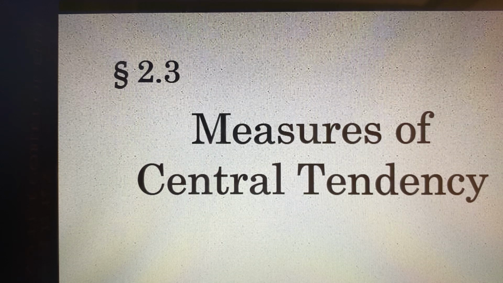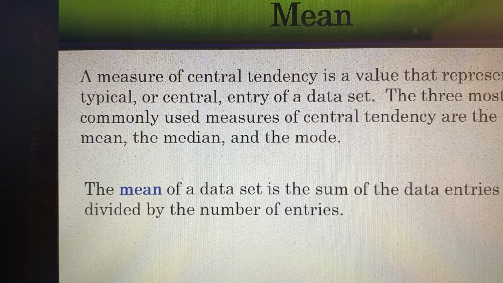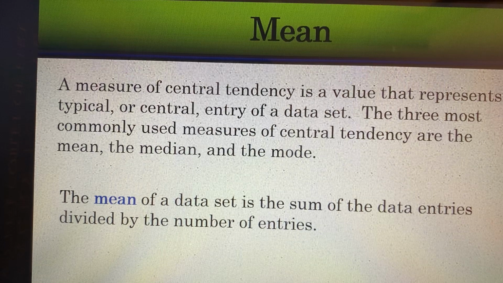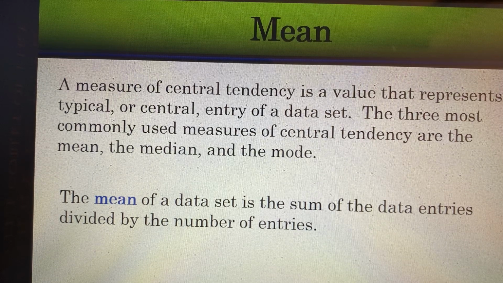So 2.3, measures of central tendency. That's mean, median, and mode, which you guys have worked with before. A measure of central tendency is a value that represents a typical or central entry of a data set. The three most commonly used measures of central tendency are the mean, median, and mode. The mean of a data set is the sum of all the data entries divided by the number of entries. So your mean is the average.